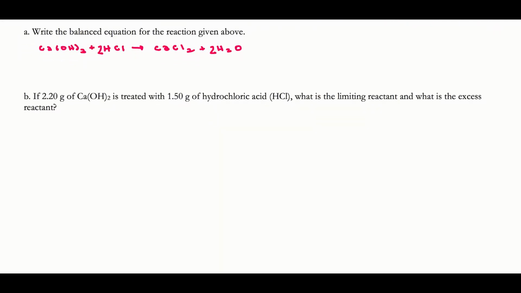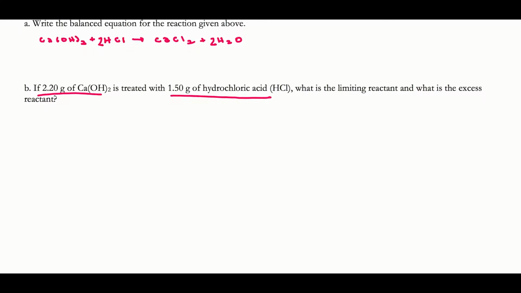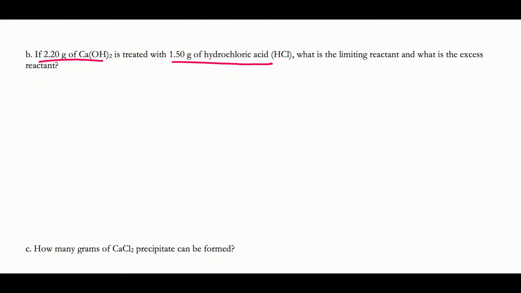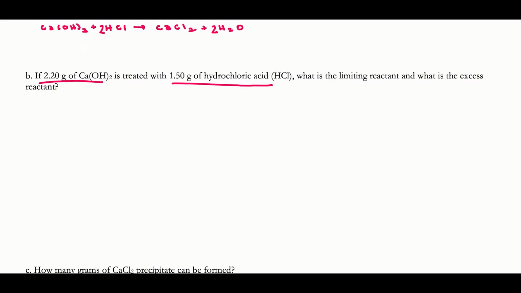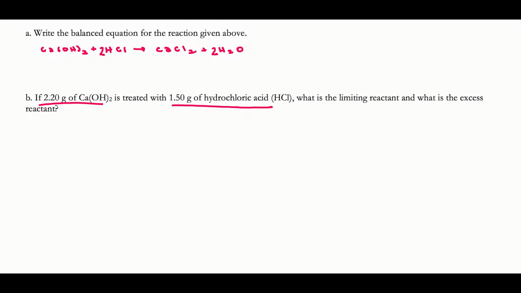Next, it tells me if I have 2.20 grams of calcium hydroxide and 1.50 grams of hydrochloric acid, what is the limiting reactant and what is the excess reactant? So I want to figure out how much product is formed. I'm going to go down and I'm going to cheat a tiny bit. It tells me that it wants to know how many grams of calcium chloride will precipitate. So I'm going to take both of these quantities of my reactants and I'm going to convert them into grams of my product.